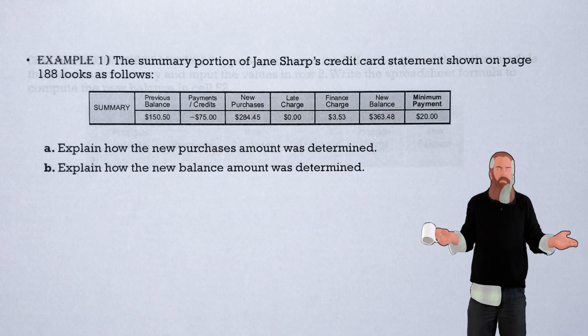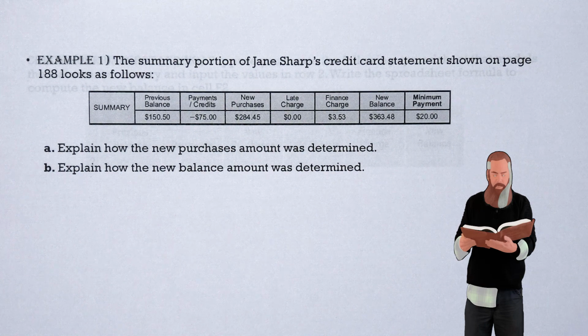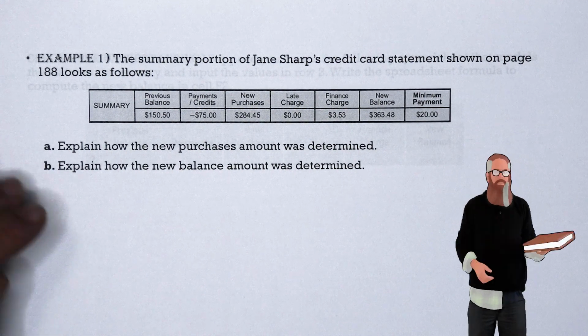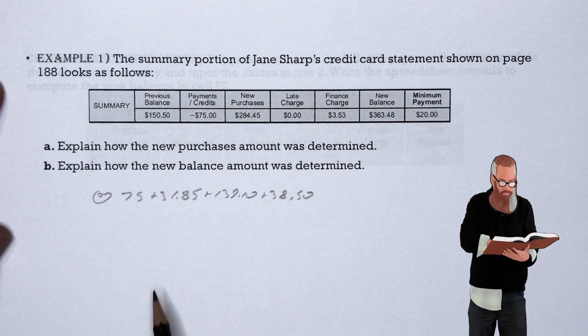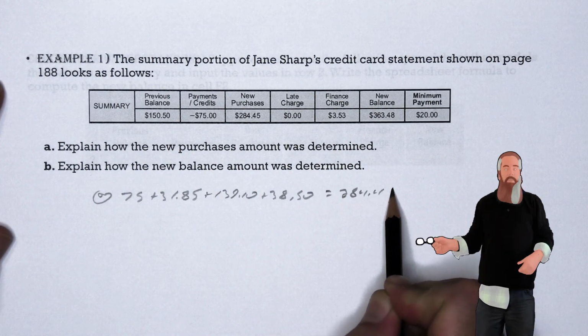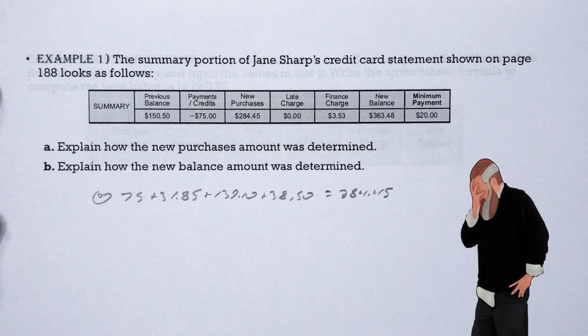The new purchase amount is the sum of the purchases, which also appear as debits. This sum must equal the amount $284.45 listed on the new purchase section of the statement summary. This means when we take all of those amounts and add them up, we get $284.45. The new balance amount is determined by using the formula that we'll give here.